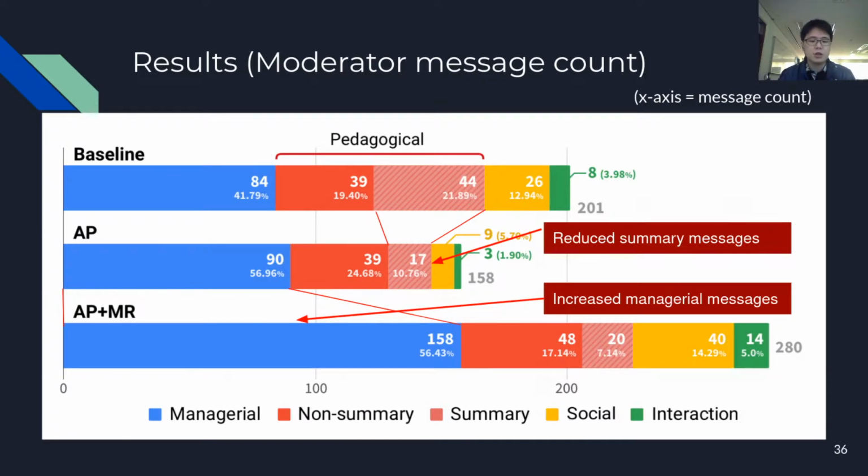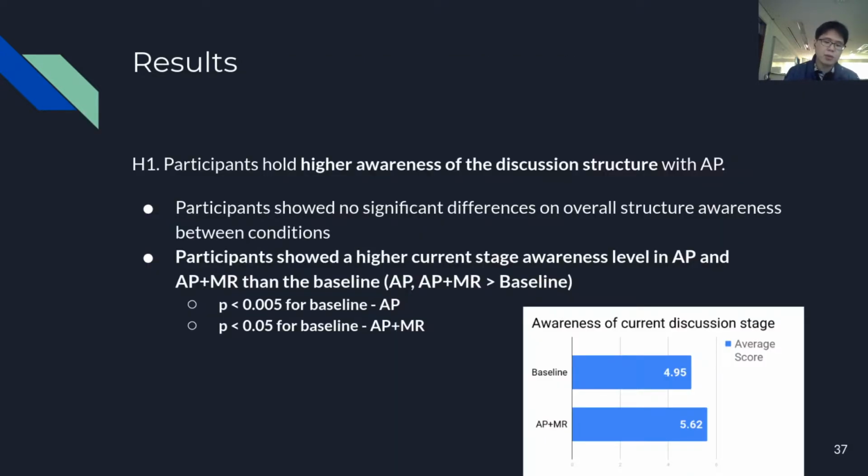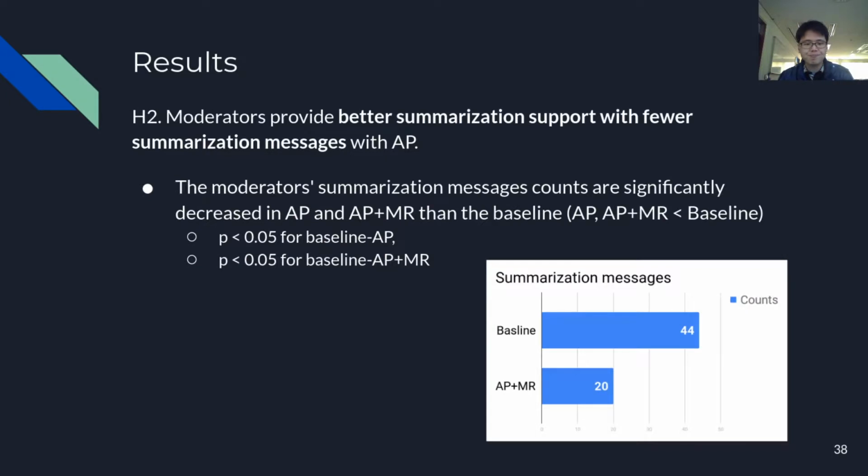Let's see those in more detail. For H1, participants showed higher awareness of the discussion structure, especially for current stage awareness. We compared baseline and AP, and baseline and AP plus MR, and those were significantly higher.